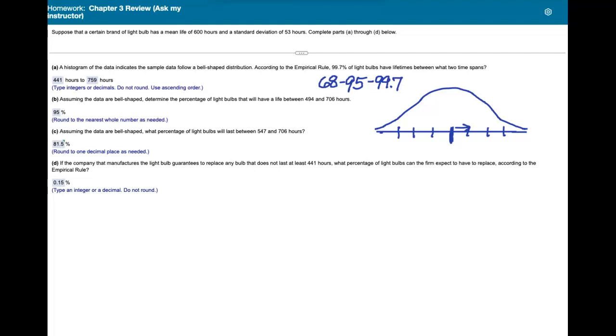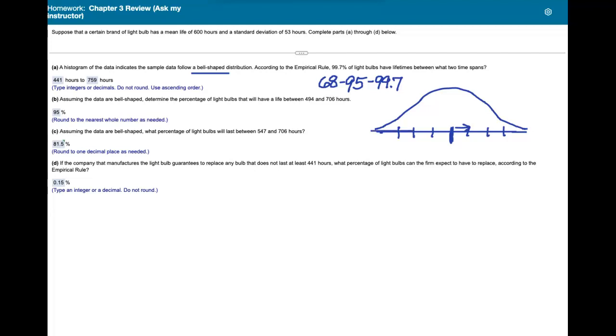In this particular problem, we're looking at a brand of light bulb that has a mean life of 600 hours and a standard deviation of 53 hours. In the very first part of the question, we're told that the histogram of the data indicates that this is a bell-shaped distribution.